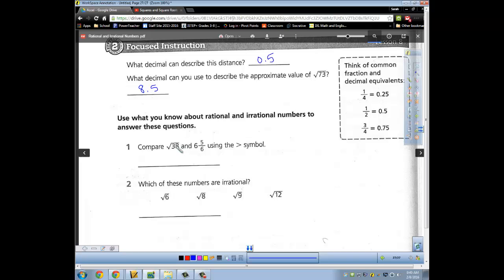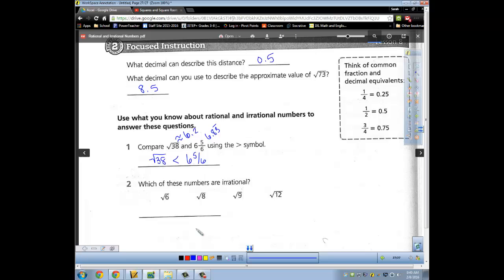Next, use what you know about rational and irrational numbers to answer these questions. Compare square root of 38 and 6 and 5/6. So the square root of 38, that's pretty close to square root of 36. So maybe about 6.2, because 38 is pretty close to 36. 6 and 5/6, that's pretty close to 7. When you do 5 divided by 6, you actually get 0.83 repeating. So compare 6 and 6, that's the same. 2 and 8, 8's bigger. So the square root of 38 is going to be smaller than 6 and 5/6.